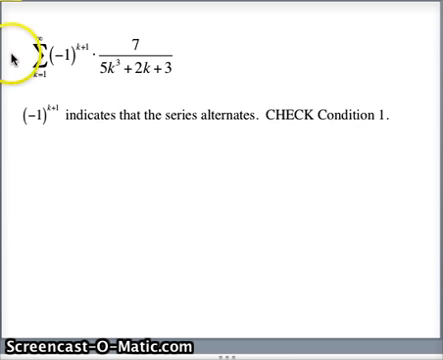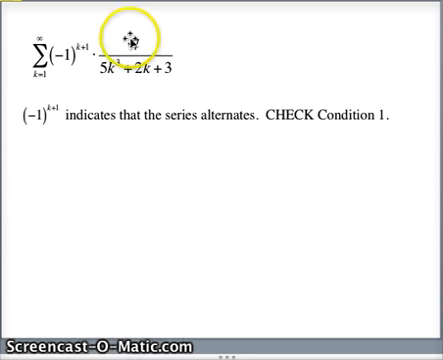It does alternate. Negative 1 to the k plus 1 is starting at 1 this time. Negative 1 to the 1 plus 1. Negative 1 to the 2 is positive 1. Negative 1 to the 3 is negative 1. Negative 1 to the fourth is positive 1. So it does alternate. So we have condition 1.